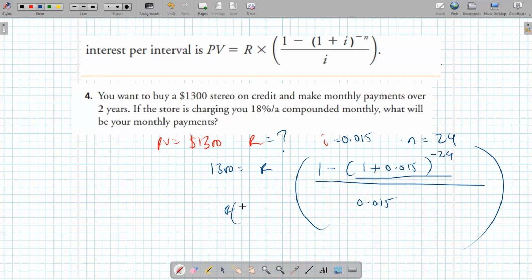So I have 0.3331 over 0.015 equals 1300. I'm just going to plug that in, divided by 0.015. So I get 1300 equals 22.03 R. What do we do next? You divide. Right. So once you, this part I think you're good with, right? Try plugging that.